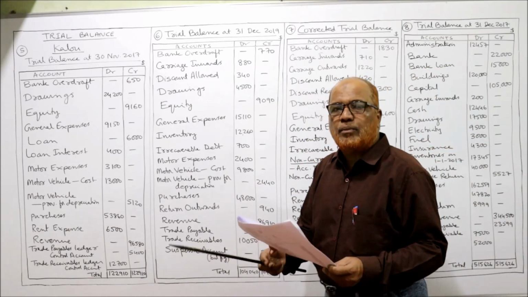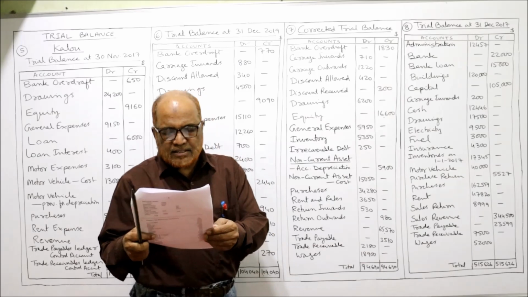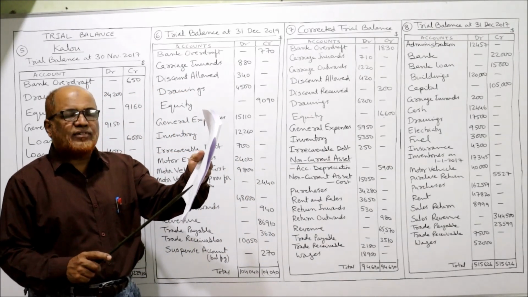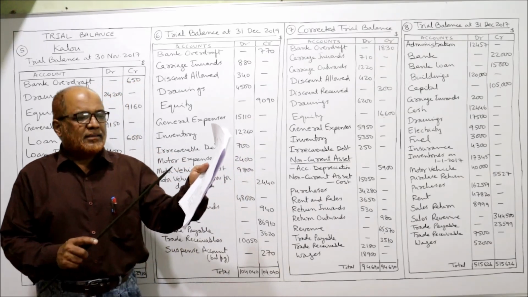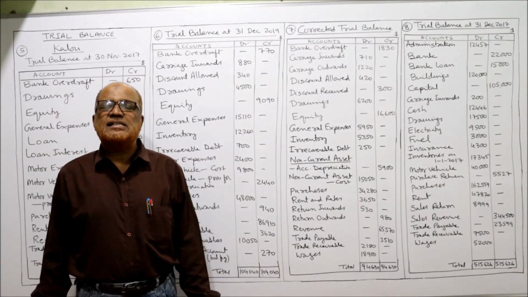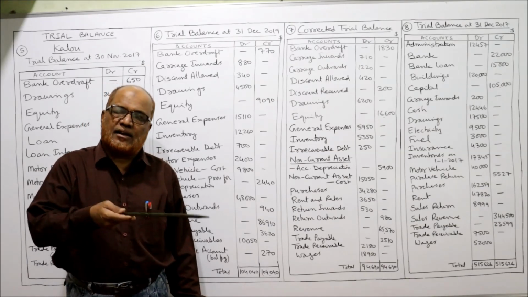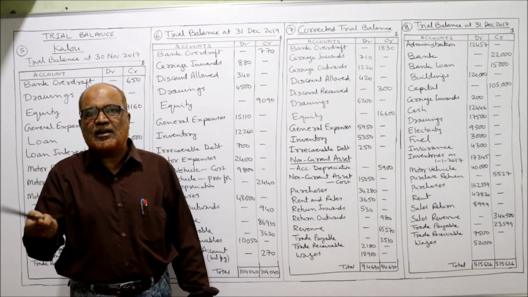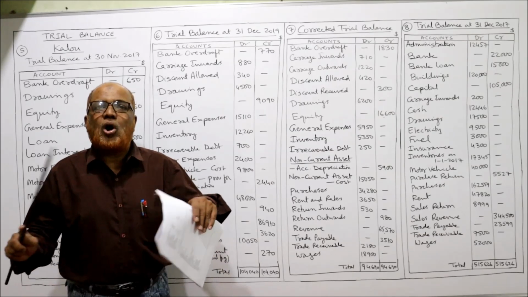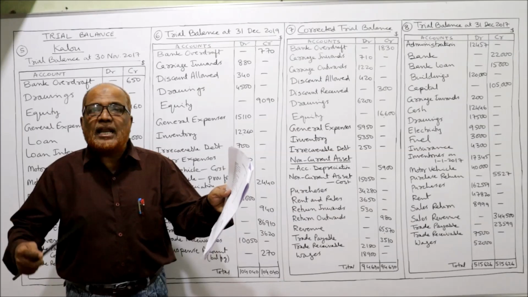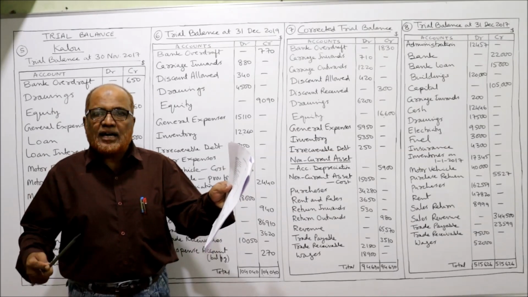Now I am reading out problem number 7. Complete the corrected trial balance. So in the problem already draft trial balance is given. But this draft trial balance is incorrect, because some of the items of debit are taken in credit and credit items are taken in debit. That means a wrong draft trial balance is given. Now we have to correct it. We have to make the corrected trial balance.